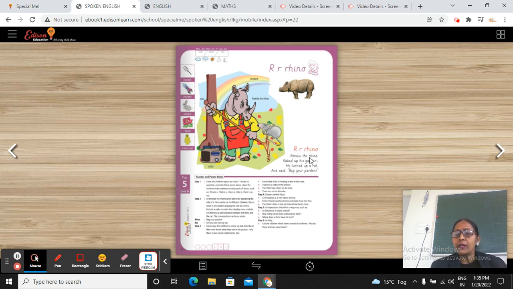Ronnie the rhino raked up his garden, he turned up a rat and said, "Beg your pardon." Ronnie the rhino raked up his garden, he turned up a rat and said, "Beg your pardon."